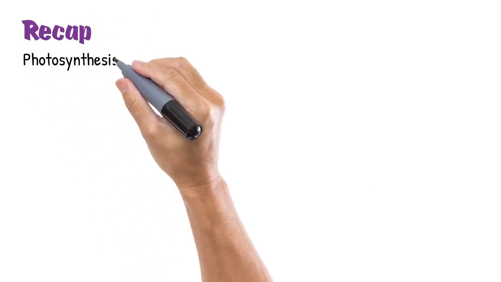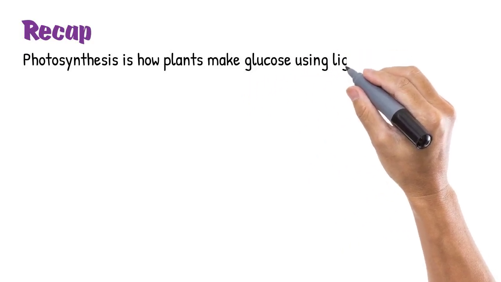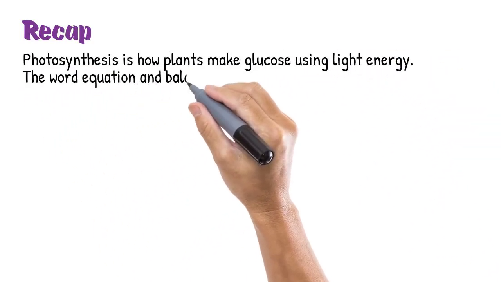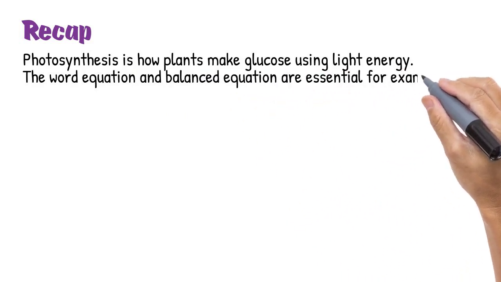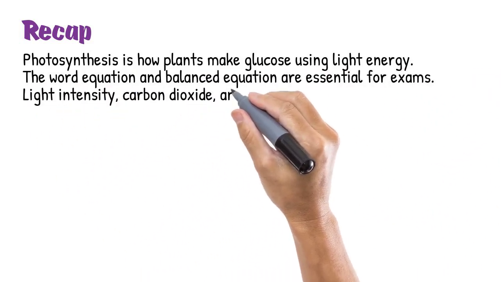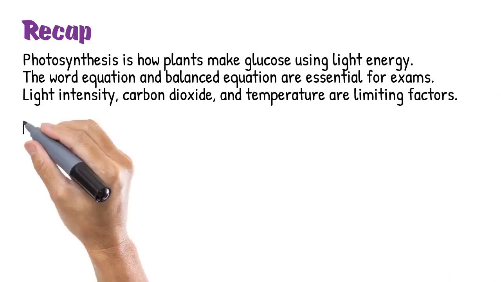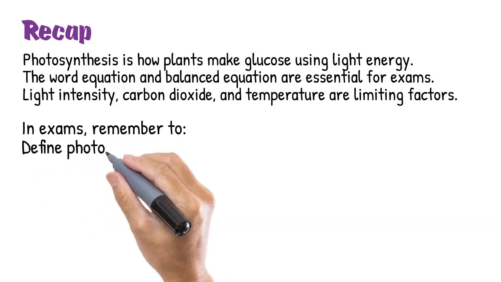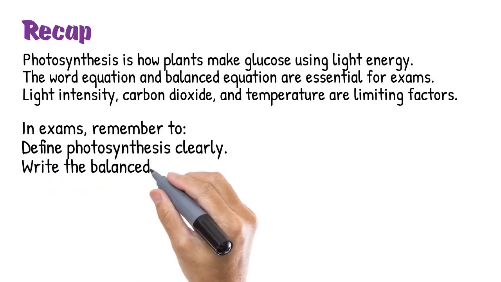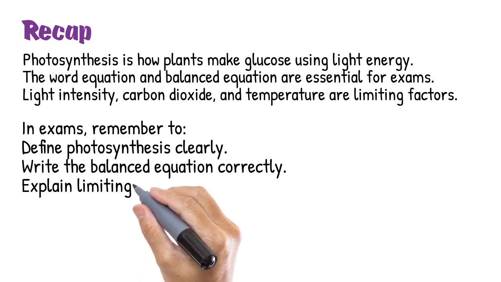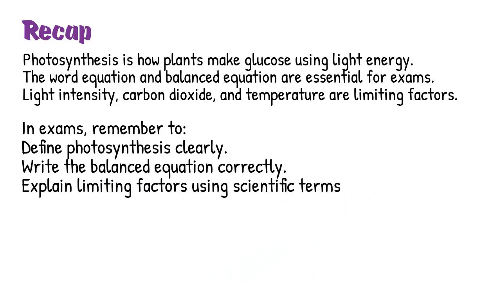Let's recap. In this video, we learned that photosynthesis is how plants make glucose using light energy. The word equation and balanced equation are essential for exams. Light intensity, carbon dioxide, and temperature are limiting factors. In exams, remember to define photosynthesis clearly, write the balanced equation correctly, and explain limiting factors using scientific terms.